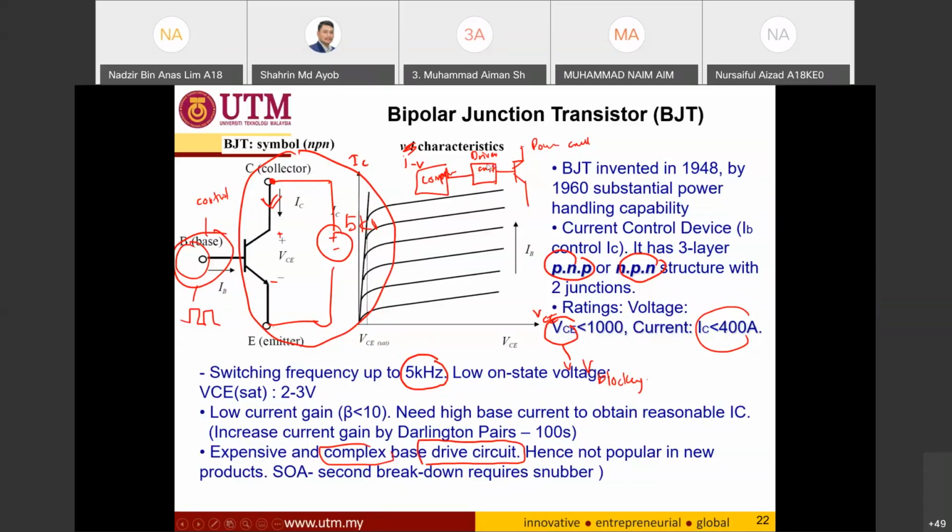We will look at this driver circuit after this. What is the driver circuit all about? It is an interface between the power circuit and your computer. To design this driver circuit for BJT is very complex. That is the problem with this BJT, and that's why BJT is not very popular in power electronics, because of the complex driver circuit.